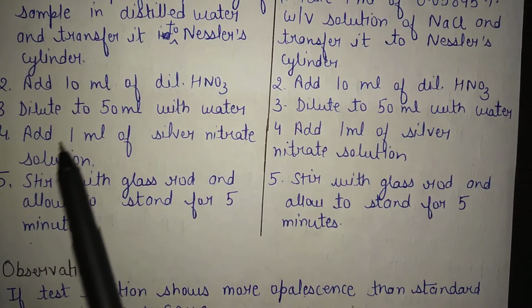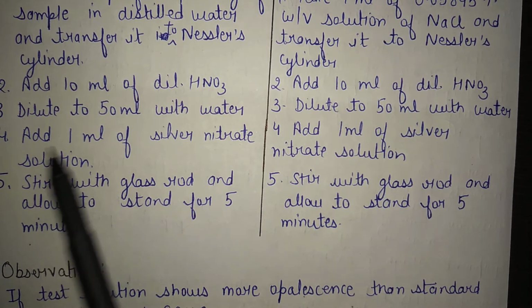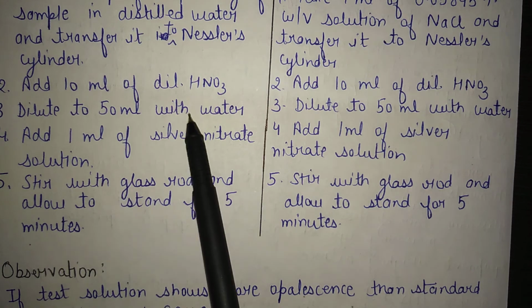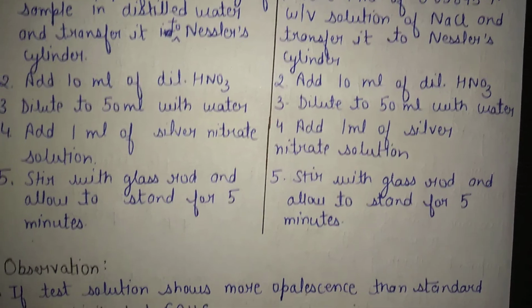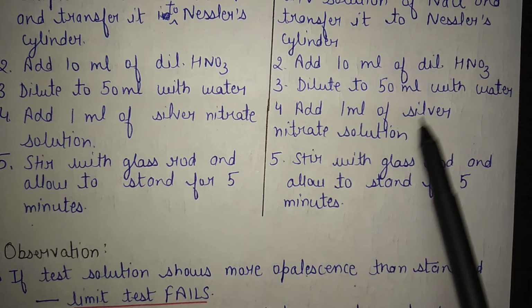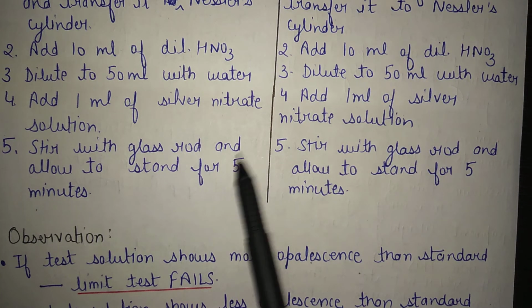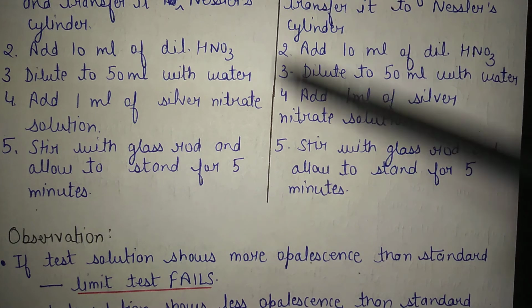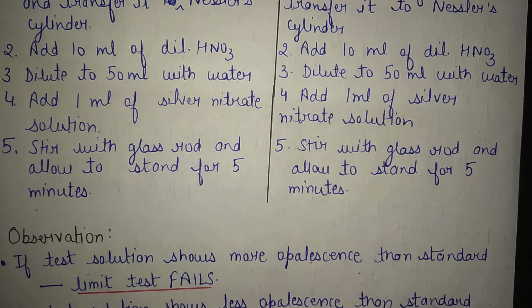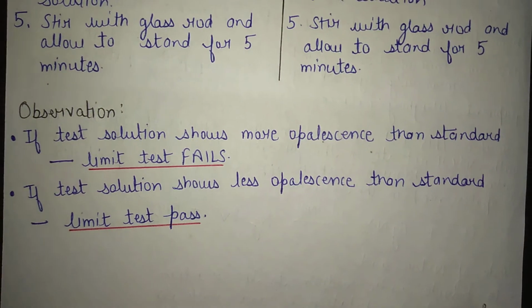The second step is that we will add 10 ml of dilute nitric acid, and here also we will add 10 ml of dilute nitric acid, and then we will dilute this solution up to 50 ml with water. Here also we will dilute with water, and then we will add 1 ml of silver nitrate solution. Here also we will add 1 ml of silver nitrate solution, and finally we will stir this solution with a glass rod and allow it to stand for 5 minutes, and we will do the same for our standard solution. So this is how we will prepare two solutions in two Nessler cylinders. One will be the test solution and the other will be the standard solution. After we have performed all these steps, we will finally compare the turbidity between these two solutions.